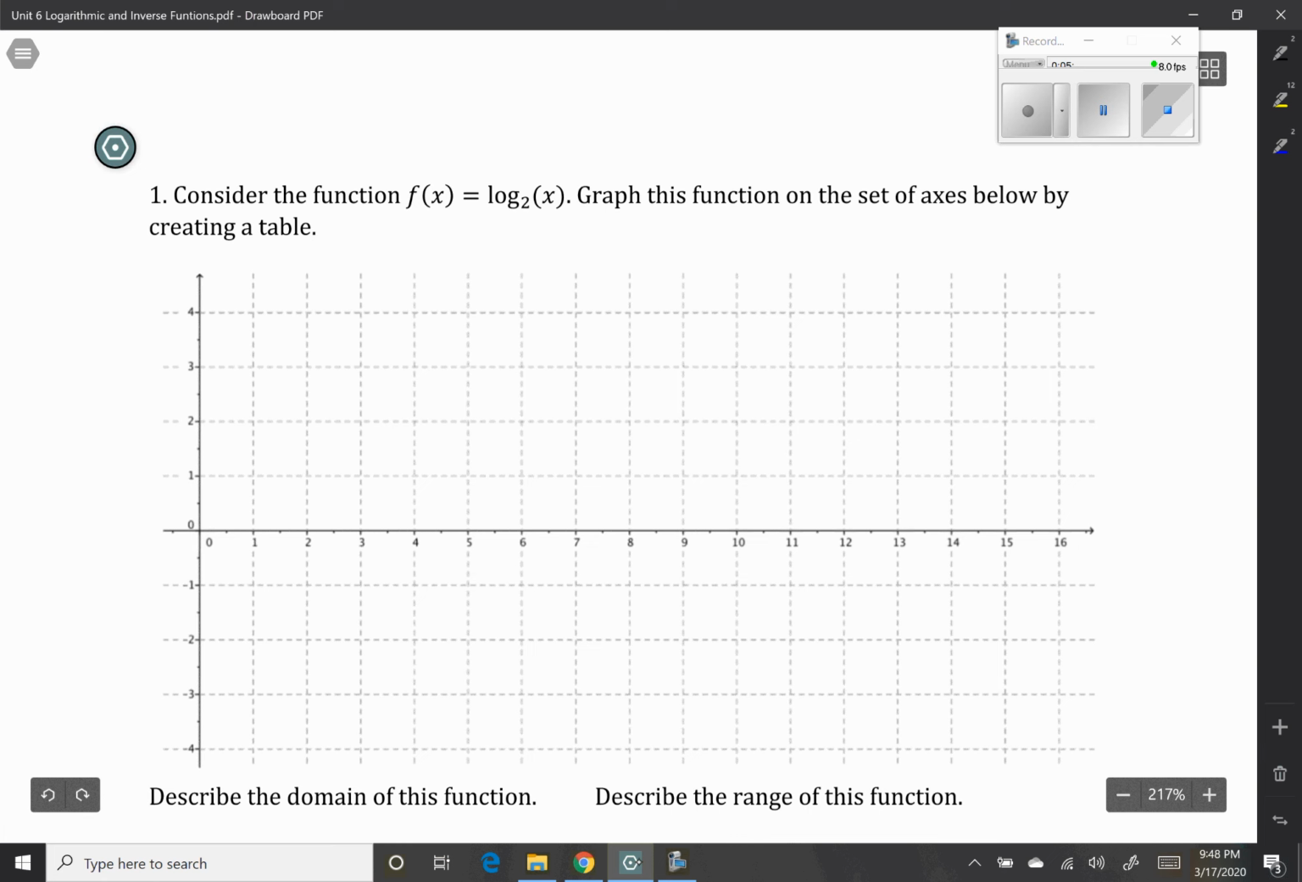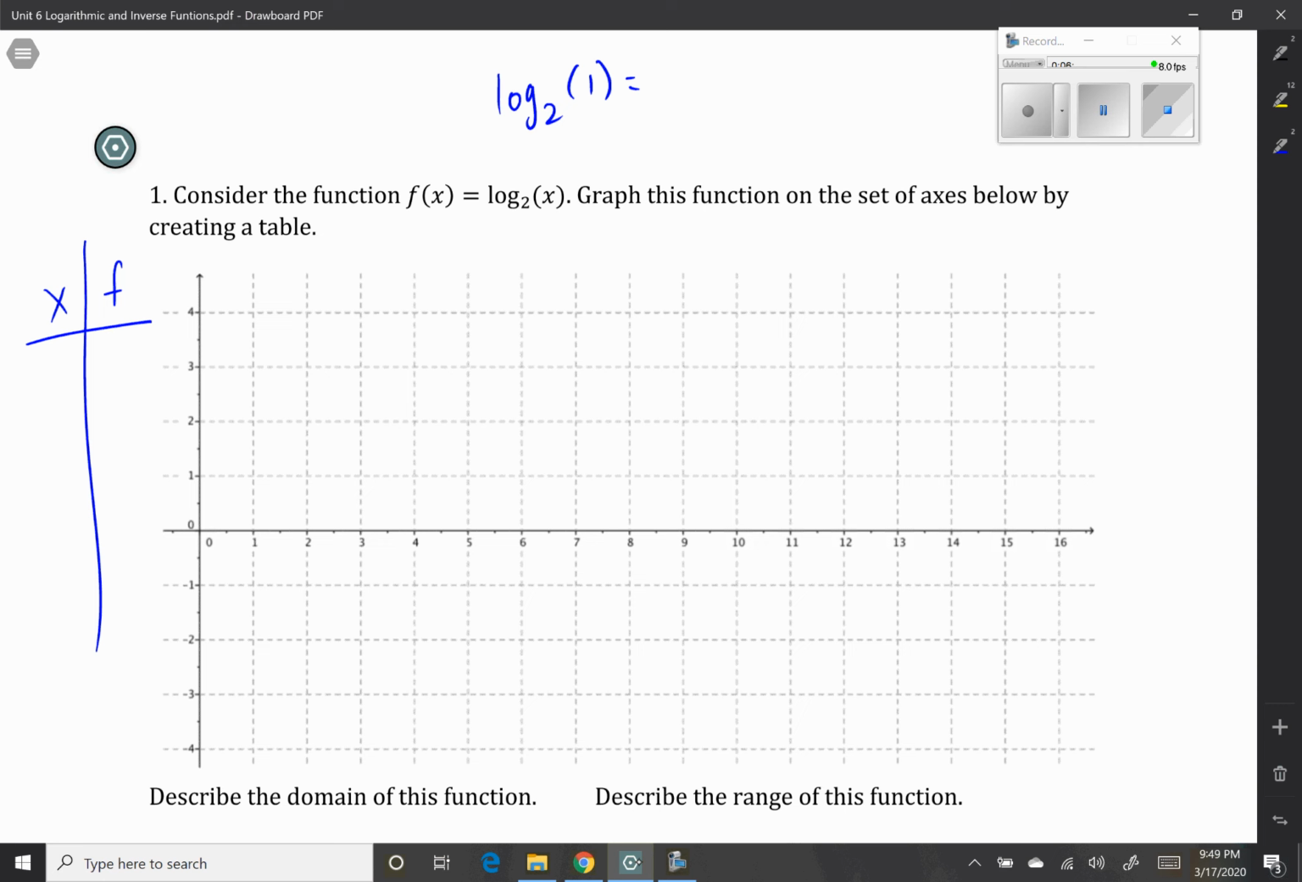So if I'm plugging in some numbers for x, I can actually generate this table of values without using my calculator. Again, I know you're allowed to, and I want you to, but I also want you to know where these numbers are coming from. So if I plug in 1 for x, if I have log base 2 of 1, I'm saying 2 to what power makes 1, and that's 0. So if I have an x value of 1, the output value is 0. So I know (1, 0) is on my graph.